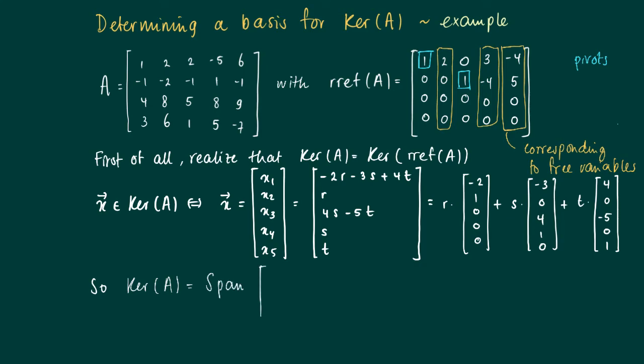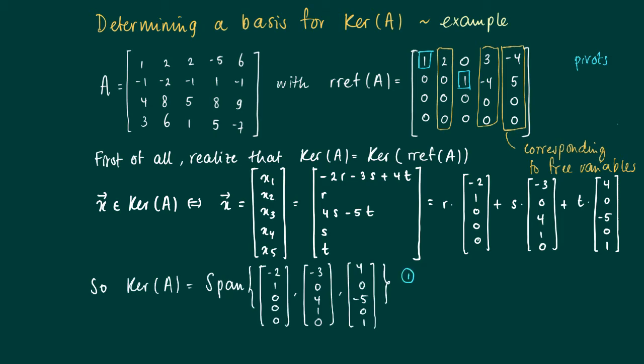So we can span the kernel of A by the 3 vectors (minus 2, 1, 0, 0, 0), (minus 3, 0, 4, 1, 0), and finally (4, 0, minus 5, 0, 1). So suppose we take those 3 vectors in a basis, then we actually showed that the linear subspace, which is a kernel, is spanned by the 3 vectors that we found.